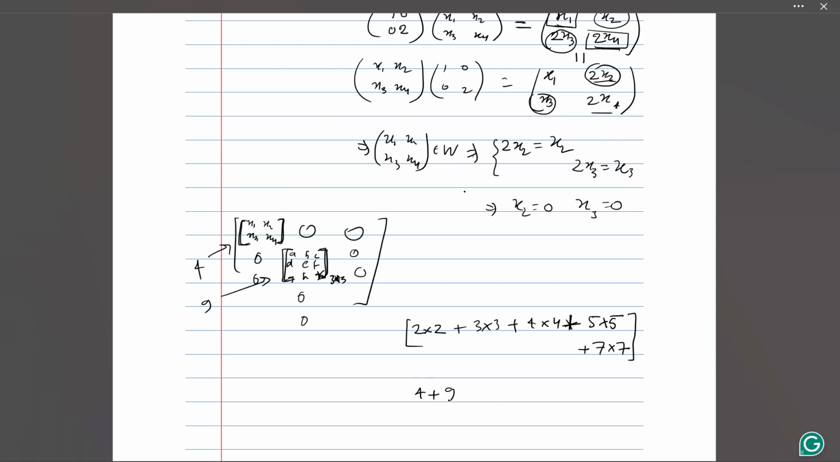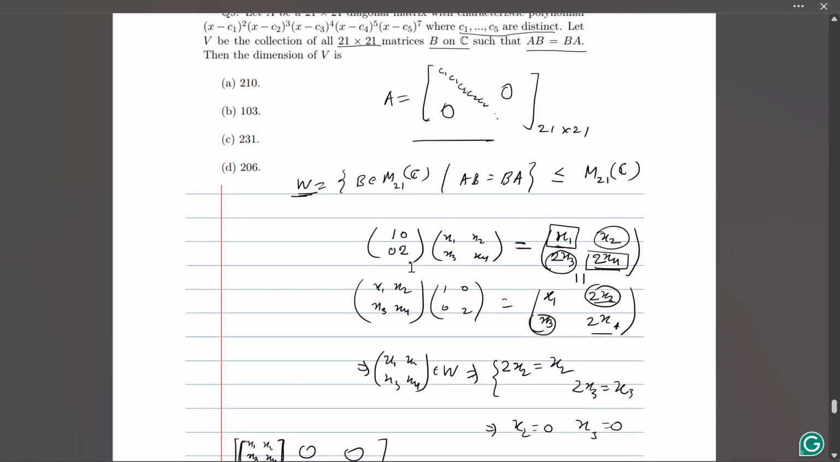So this is 4 plus 9 plus 16 plus 25 plus 49. 9, 14, 29, 44, 54, 54 plus 49, 103. So the answer is 103. Everything else is 0. This is how you calculate the dimension of any subspace.